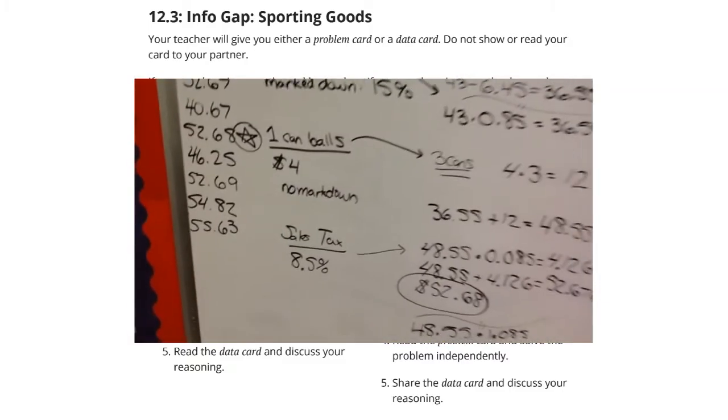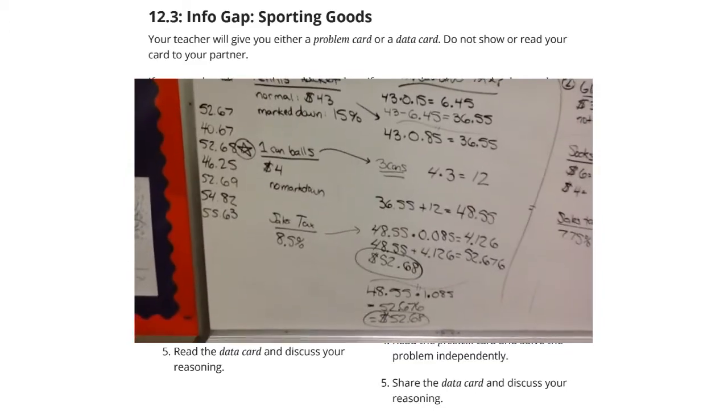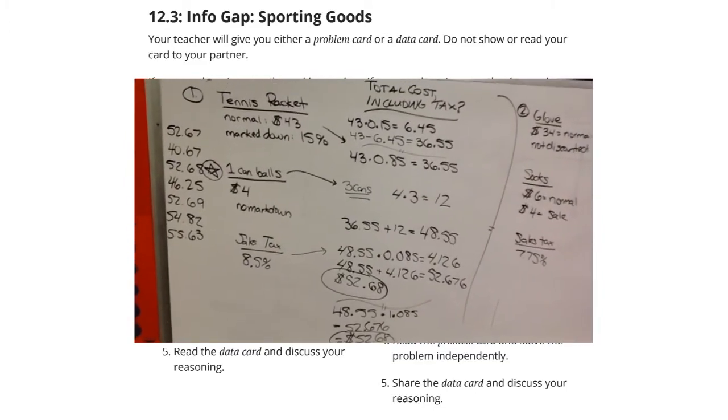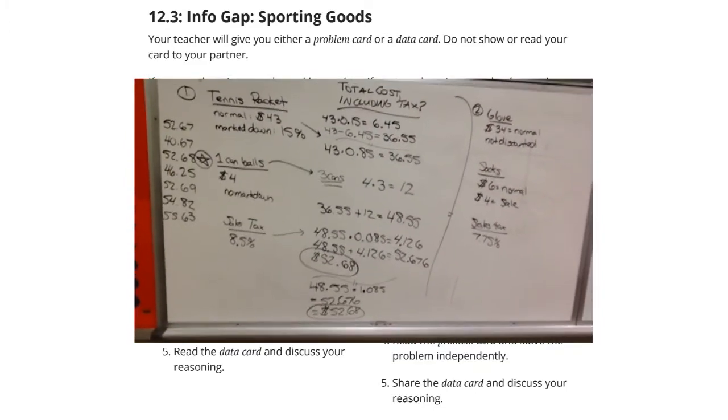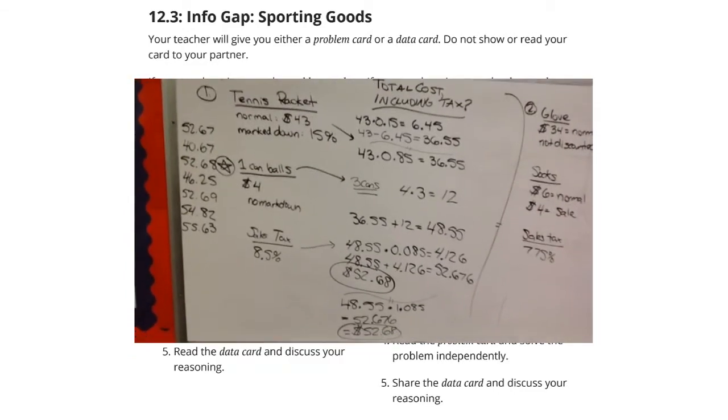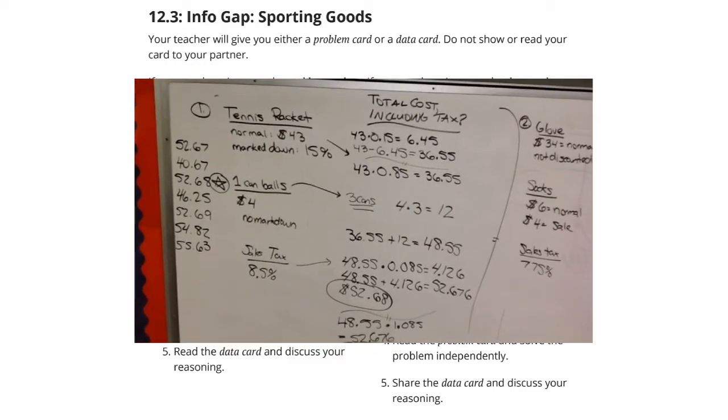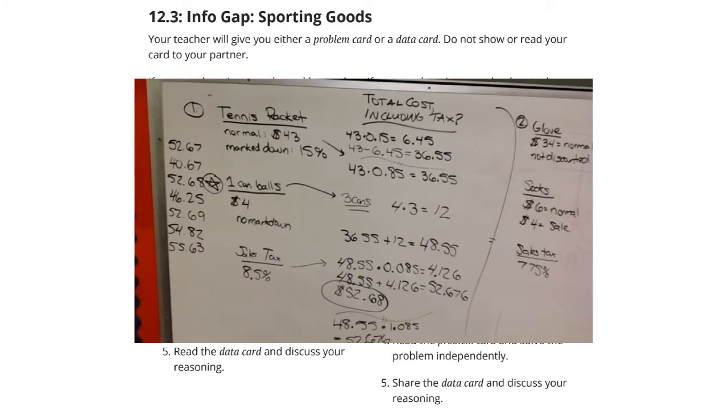And so if we look at the board here, we had some sample student answers of $52.67, $40.67, and more. Now, again, the tennis racket there is normally $43. It's marked down 15%.